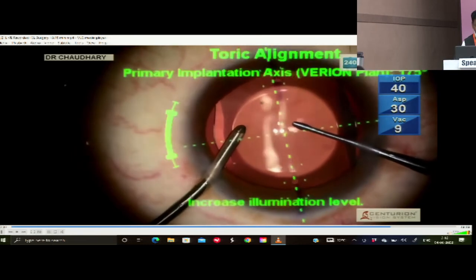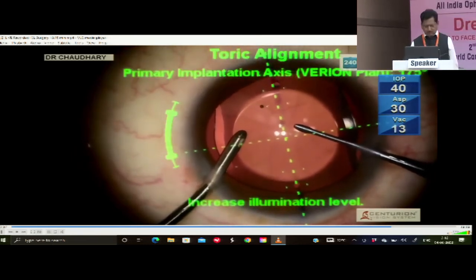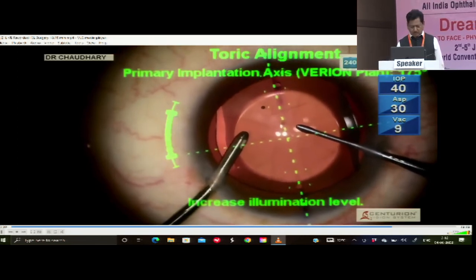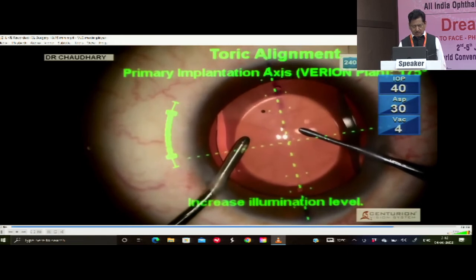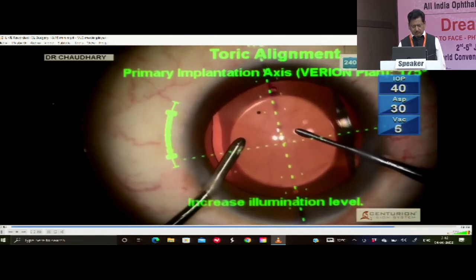Check. Yeah, this is one of the excellent ways of putting the toric ICL along the axis, because once you engage the ICL below the iris.